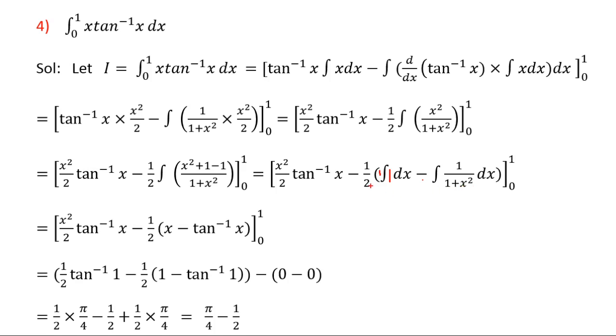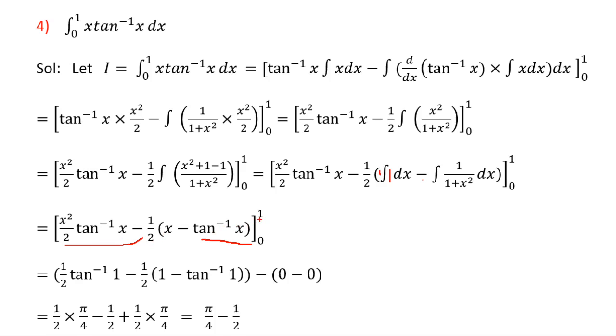Now is the time to write the actual integral. This minus half as it is, the rest of the part I have kept as it is. Only this 1 is integrated and its integration is x. 1 upon 1 plus x square, its integral is tan inverse x. Now make use of these limits.